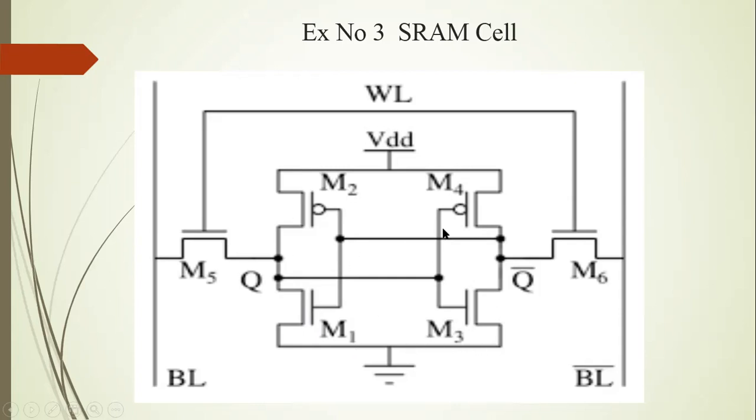This is one inverter and this is another inverter. Your data input is applied here and passed through this NMOS transistor. The NMOS transistor gate input is logic 1, so the output is logic 1. This logic 1 is applied to the inverter, whose output is logic 0. This logic 0 is applied to the other inverter, whose output is again logic 1. So logic 1 is continuously stored in this circuit. This is called a static RAM cell.